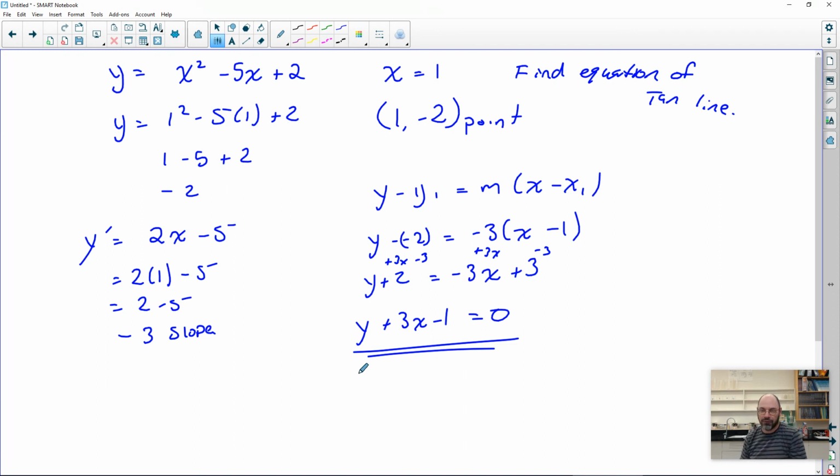Okay, now I didn't do an example where I said parallel or perpendicular, but if I would have said find the equation of the tangent line perpendicular to this, the only thing that you would change instead of putting in negative 3 is you put in positive 1/3. Okay, so I think there's a question or two in the practice ones that do deal with that, but we're going to stop here because that's long enough.